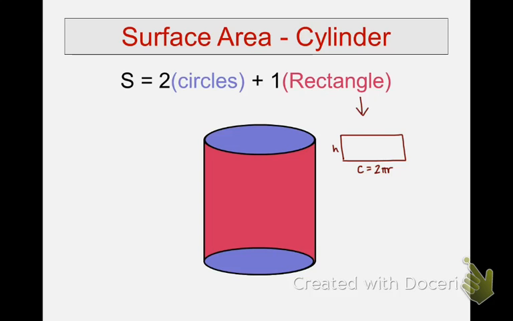And then for the 2 circles, what's the area of one of your circles? How do you find the area of a circle? Pi r squared. Very good. So just things to keep in mind that those are the formulas you're using for the circle and for the rectangle. Are there any questions here?